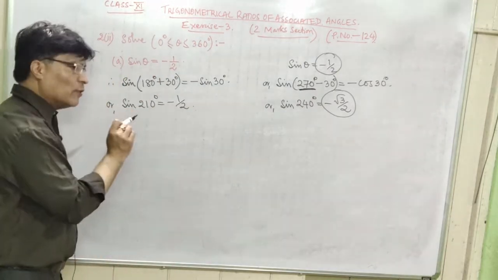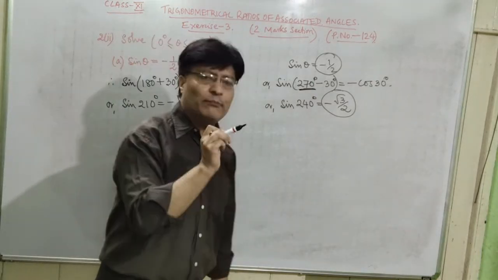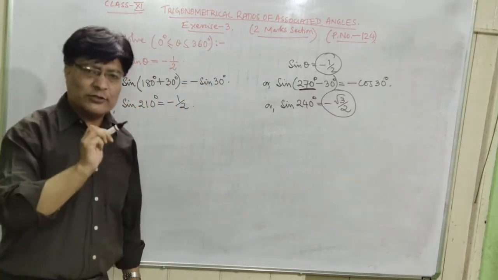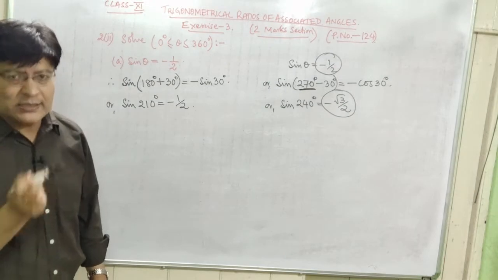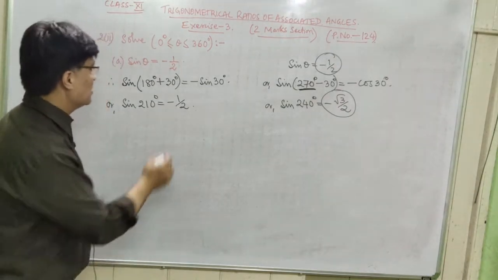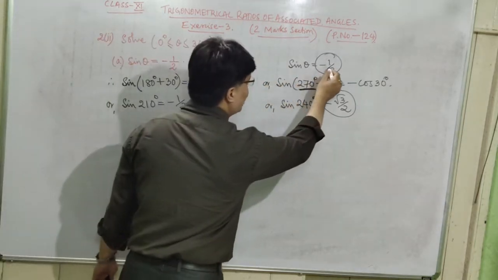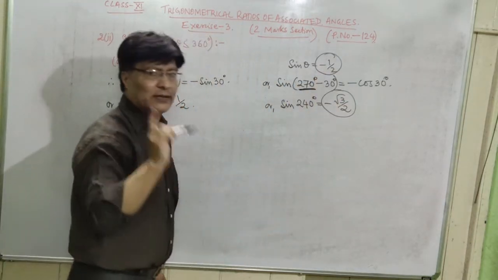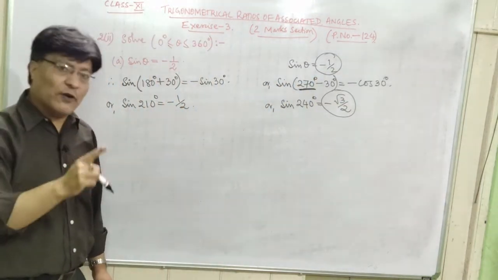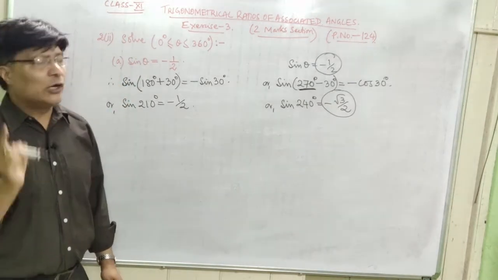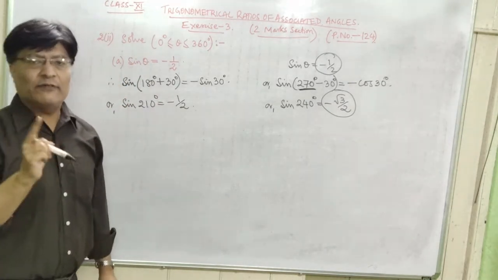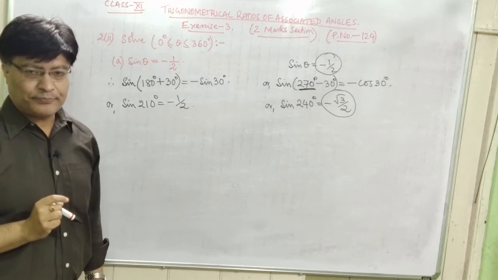Always you have to write it from the even multiple of 90 so that the trigonometrical ratio will not change and the value will also not change. So in this case it is minus half. This is also minus half. But in this other case it is minus half, but the value is changing. That's why you cannot write from the odd multiple of 90. Always you have to write from the even multiple of 90.